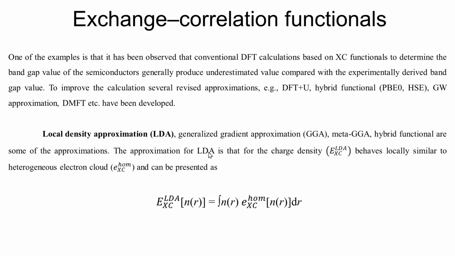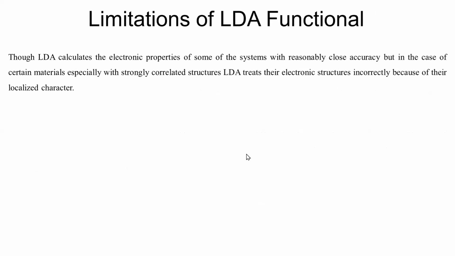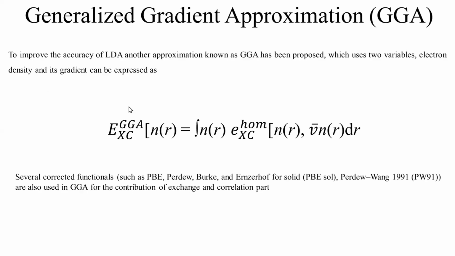The approximation in LDA is that the charge density behaves locally, similar to a homogeneous electron cloud. As the name suggests, it considers the electron density locally. It is not a very accurate functional, but people sometimes use it because it is computationally low cost. So what are the limitations? The limitations are that it considers the electron density as a localized function. Then the modified version of LDA is the generalized gradient approximation.